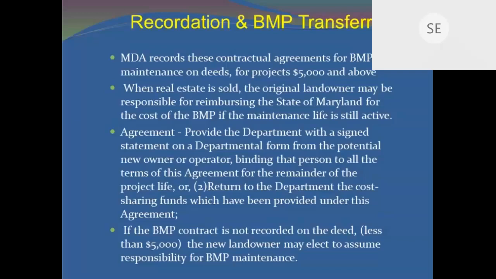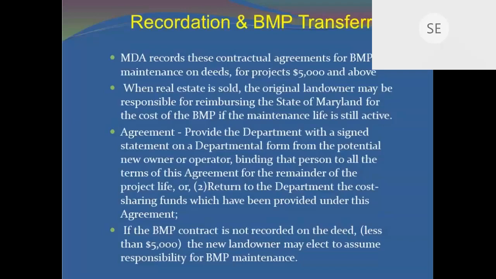The agreement provides the department with a signed statement on a departmental form from the potential new owner or operator, binding that person to all the terms of the agreement for the remainder of the project life, and then returning to the department the cost-sharing funds which have been provided under this agreement. Again, what I'm saying here is that if the agreement is recorded in the courts, that agreement then transfers automatically to the new owner. We nickname them automatic transfers, meaning that it was recorded, and the new owner then picks up the responsibility. Sometimes they know it and sometimes they don't.